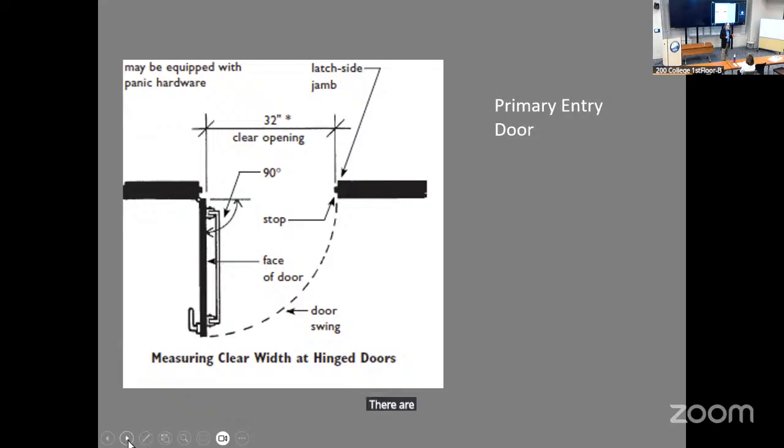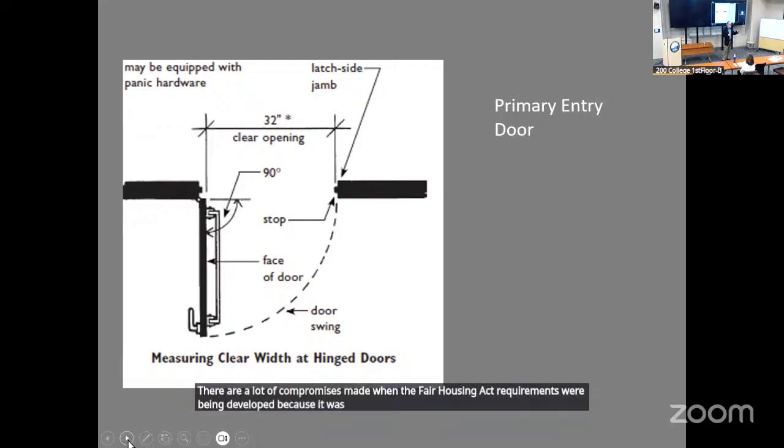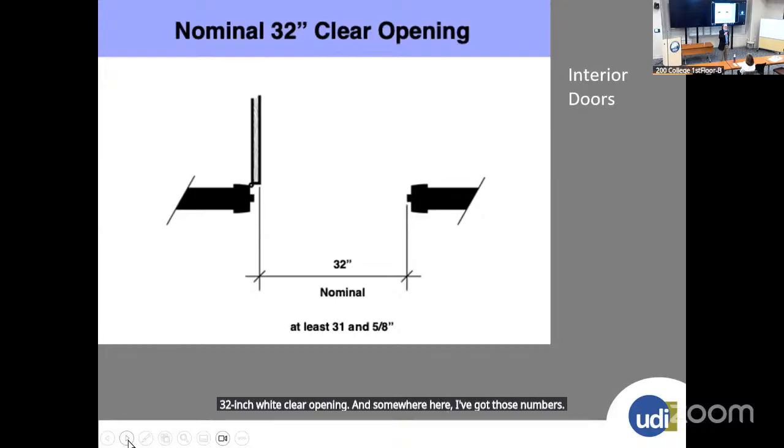There were a lot of compromises made when the Fair Housing Act requirements were being developed, because it was in fact a private sector, public sector advocacy collaboration that came up with this, which is why we have so many partial solutions. And so it's not even a 32-inch wide clear opening, it's a nominal 32-inch wide clear opening. I think 31 and 5/8 is what appears in the design manual. In North Carolina, interestingly, 31 and 3/4. As I say, the stricter standard will always apply. In this case, that's what you're limited to.